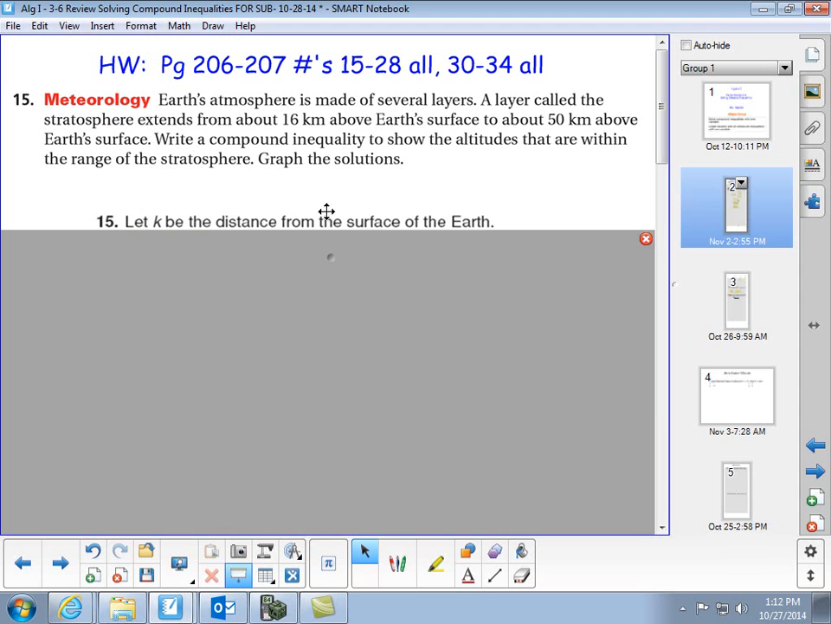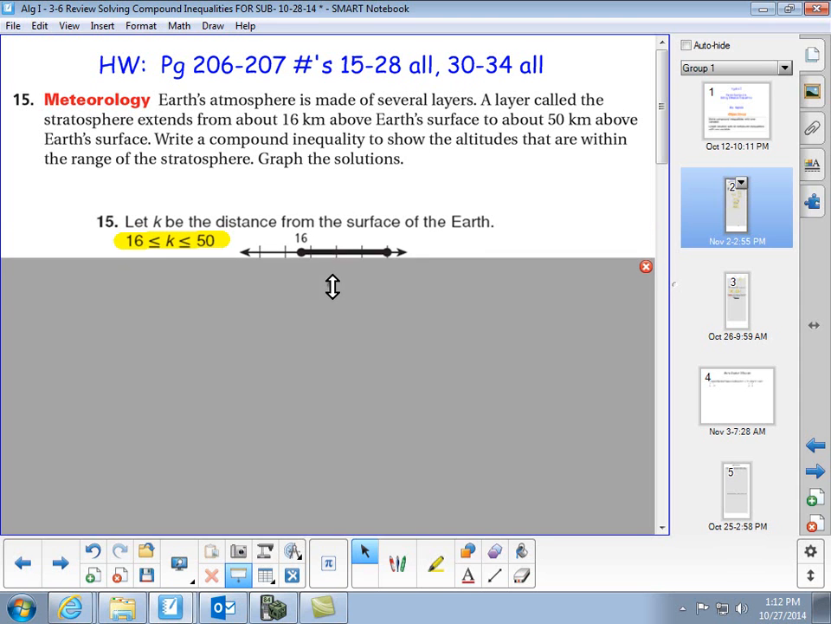be the distance from Earth, it's saying that this layer is anywhere from 16 kilometers to 50 kilometers. So it's between 16 and 50. So k, or x, or whatever you let your variable be, is between 16 and 50. So 16 is less than or equal to k, which is less than or equal to 50.